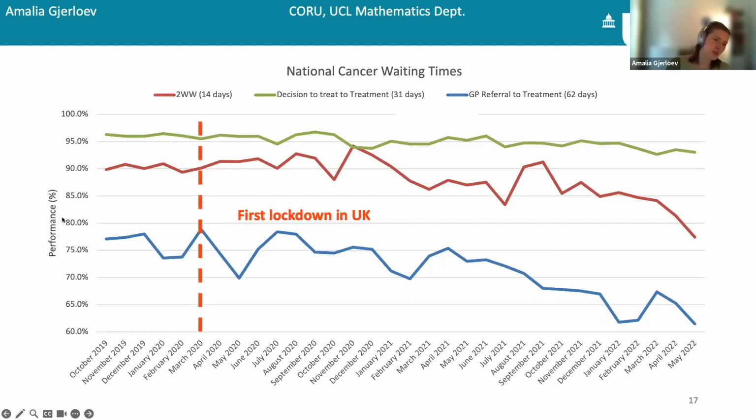And we have the performance here on the y-axis. So in red, we have that 2-week wait, the 2-week target, the first one I talked about. And since the first lockdown, we've seen that the percentage of people hitting that target has slowly gone down. Same with the 62-day GP referral to treatment target, sort of been going downwards.